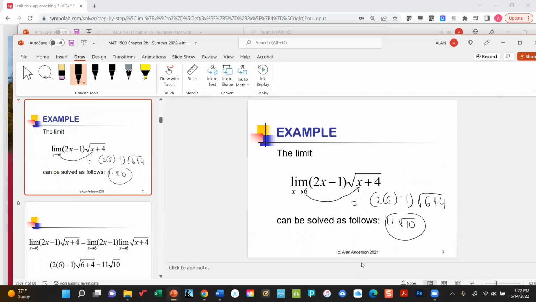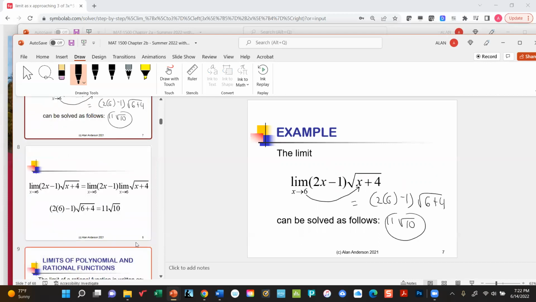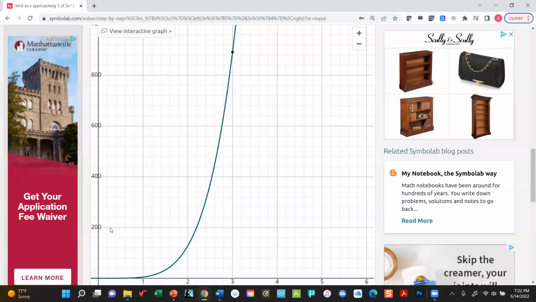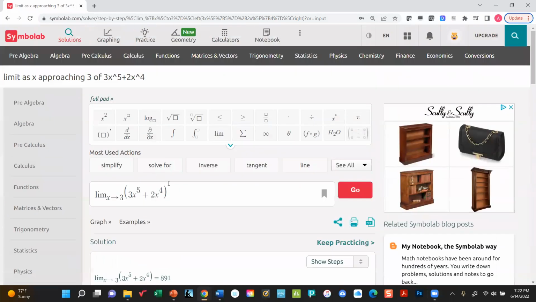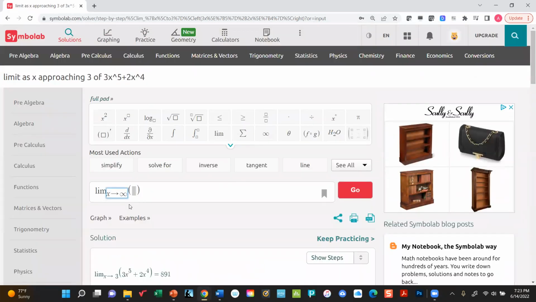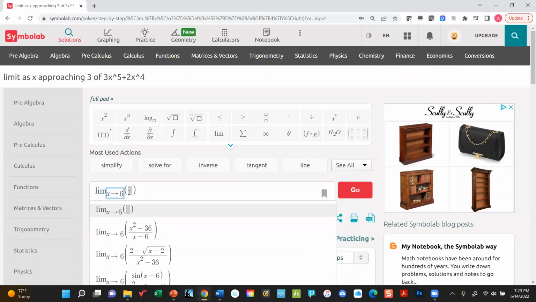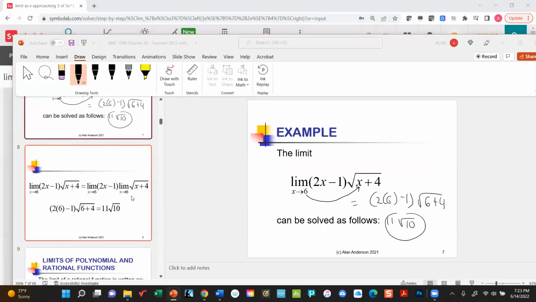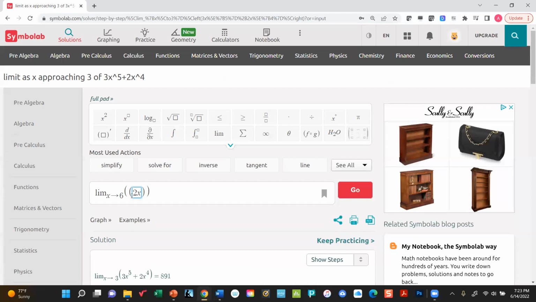I have no idea what this function looks like. In fact, it might be fun to look at Symbolab and see what is going on with that. Whenever the function really looks frightening, let's see what happens. So we have the limit as x goes to 6 of 2x minus 1 times the square root of x plus 4.